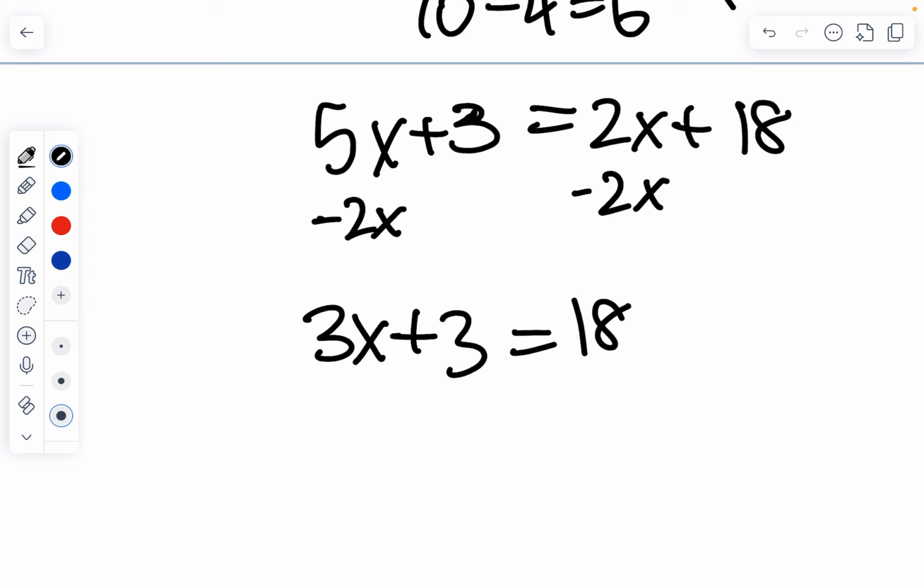And then after that, we can divide both sides by 3. So 3x divided by 3.